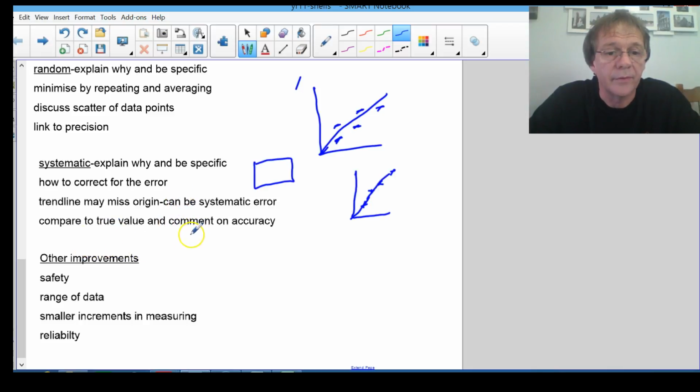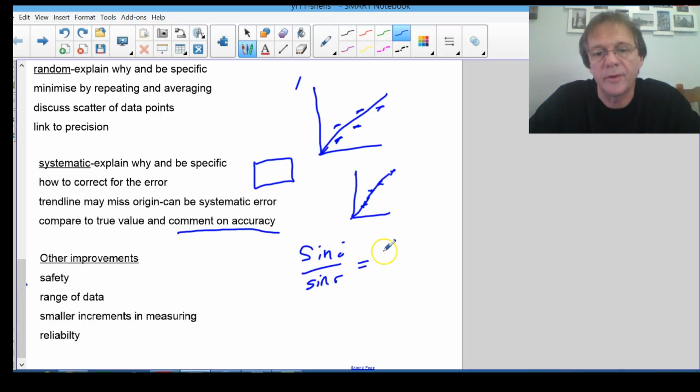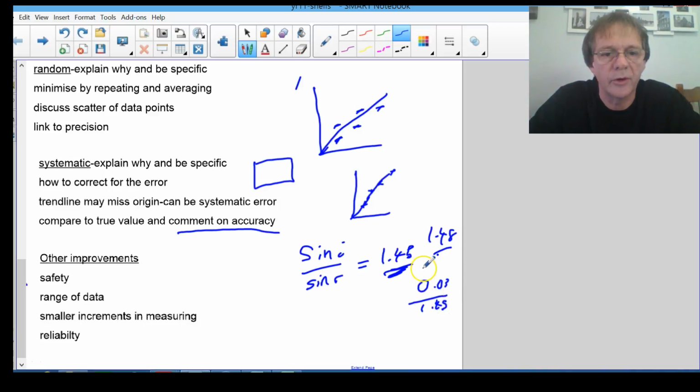You can talk about the accuracy if you find the true value. If you look up Snell's law, you might find a relationship of sine i over sine r, and for perspex you might find something like 1.45 as a guess. If you rearrange yours and get, let's say, 1.48, you've got an error of 0.03 out of what it should have been, 1.45. You can times that by 100 to get a percentage error and talk about how accurate you were. So that gives you a chance to do it if you can compare it to the true value.